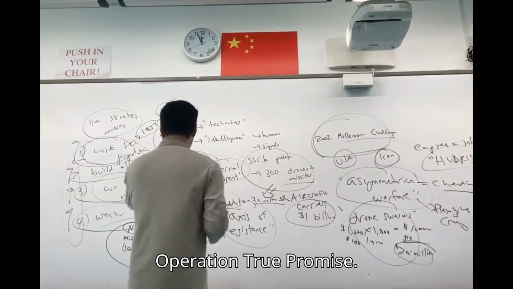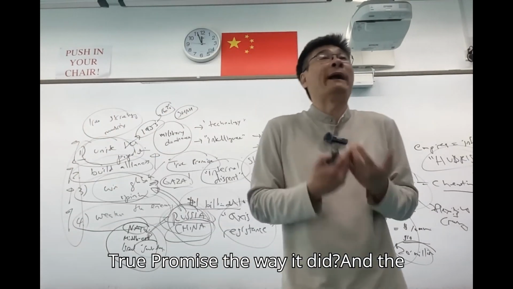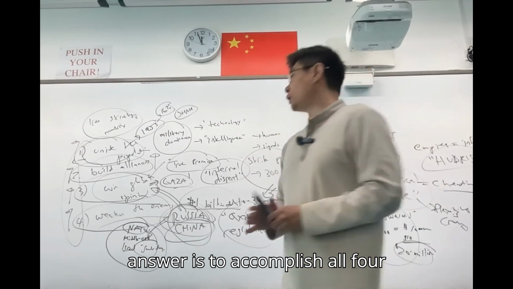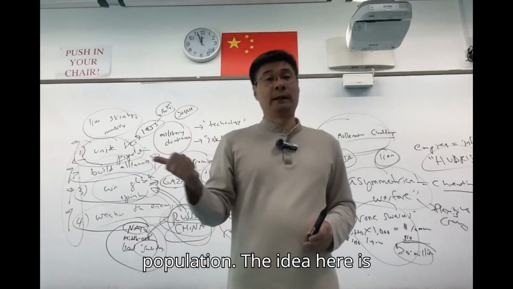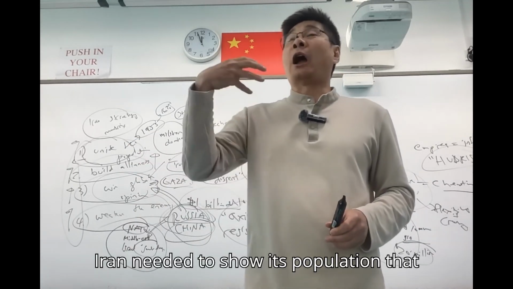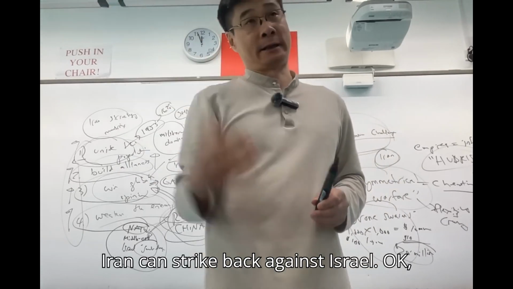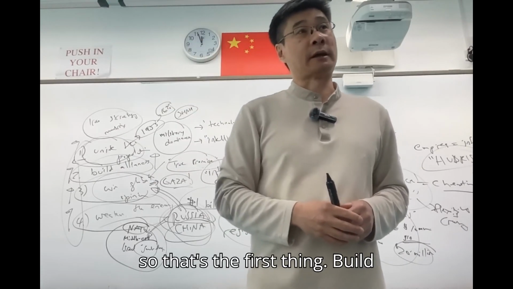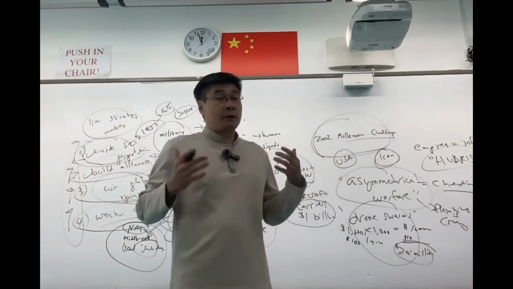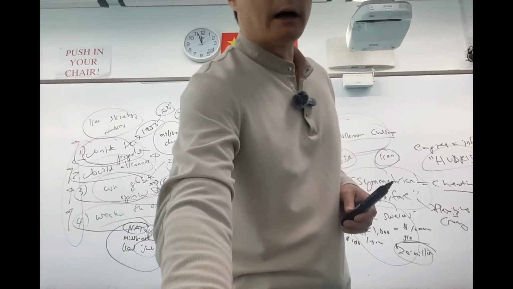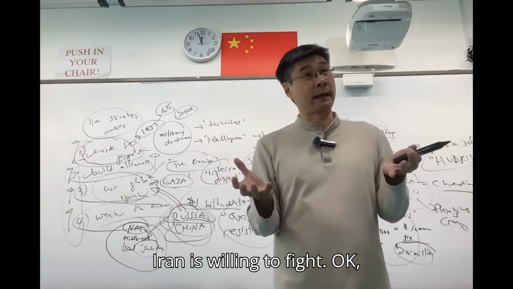Operation True Promise. Why did Iran design Operation True Promise the way it did? And the answer is to accomplish all 4 goals, right? The first is unite the population. And the idea here is Iran needed to show its population that Iran can strike back against Israel, okay? So that's the first thing. Build alliances. Striking Israel is showing its allies and China and Russia that Iran is willing to fight, okay?